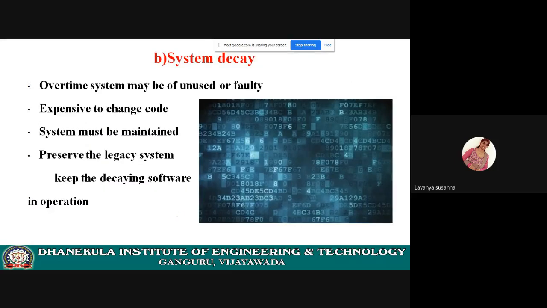Next, system decay. System decay means that over time the performance of the system may decrease. This tendency of decrease in the performance of the software system is called system decay. So over time the system may become unused, or it may become faulty.